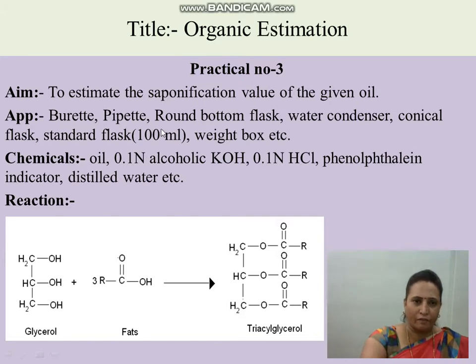Now, the apparatus required for this practical is a burette, pipette, round bottom flask, water condenser, conical flask, standard flask having capacity 100 ml, and weight box, etc. Chemicals required: oil, 0.1 normal alcoholic KOH, 0.1 normal HCl, phenolphthalein as an indicator, and distilled water.